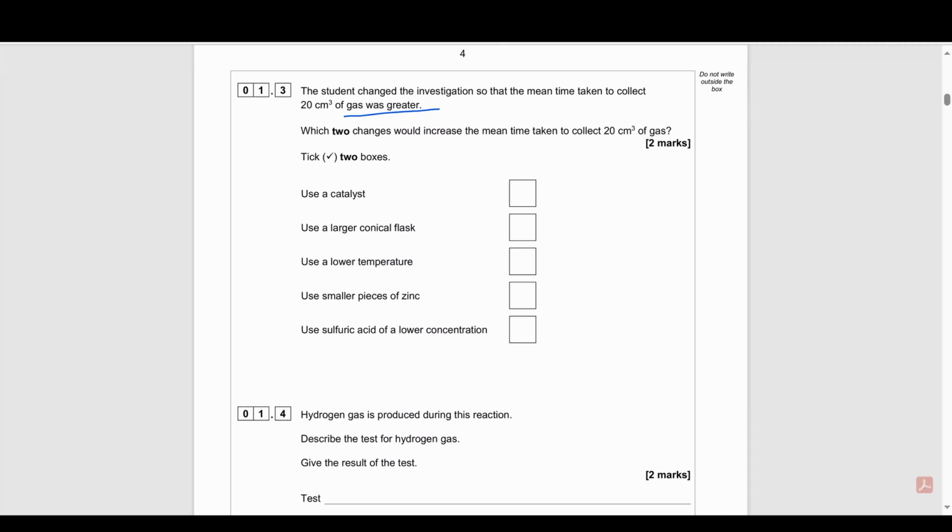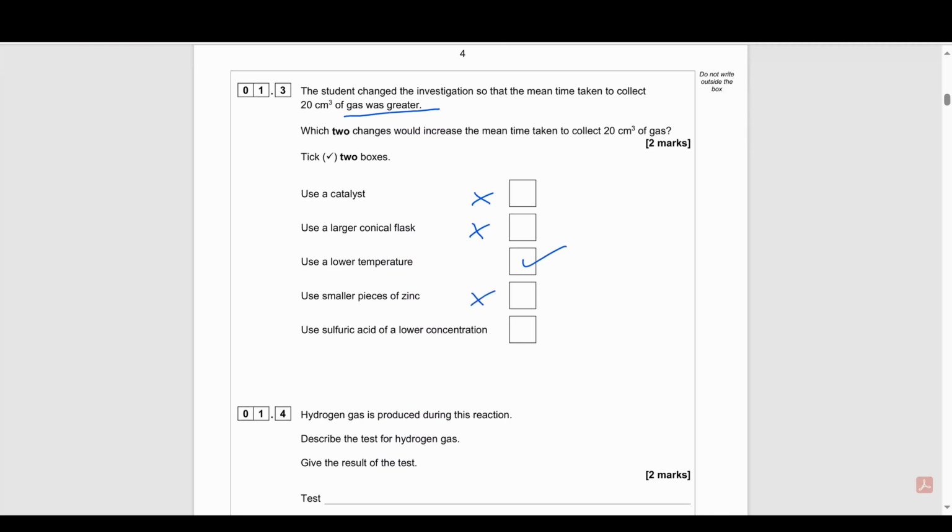Well, using a catalyst is going to increase the rate of reaction, so it can't be that. Using a larger conical flask won't have too much of an impact, so that's not correct either. Using a lower temperature, well, remember that temperature is linked to energy, so if we're increasing the temperature, we've got more energy for our reaction, so that should cause it to be faster because there'd be more collisions. So lower temperature would be correct. Using smaller pieces of zinc, that would mean that the surface area would be greater, and that would cause the rate of reaction to increase, so that's not correct.